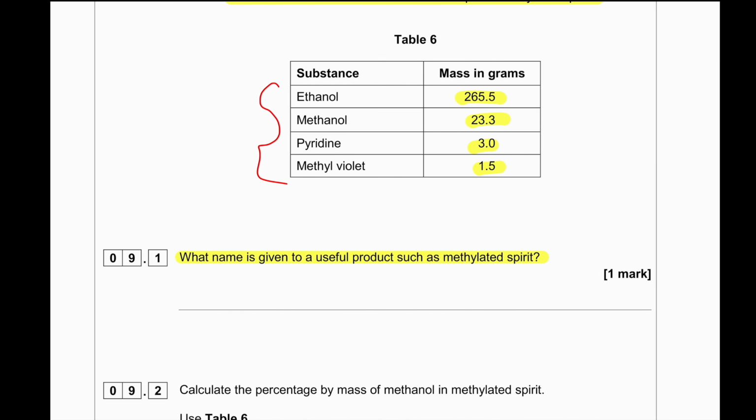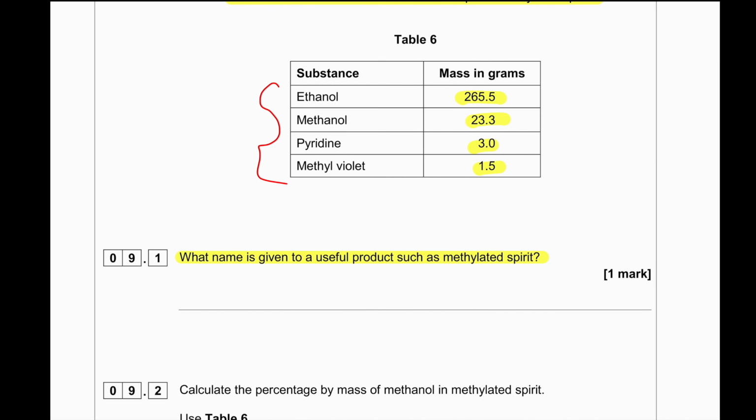Calculate the percentage by mass of methanol in methylated spirit. So the total mass of the mixture and methanol's mass, we will compare it. 23.3 is the mass of methanol, divided by 265.5 plus 23.3 plus 3.0 plus 1.5, times 100. This will give us the percentage by mass of ethanol.